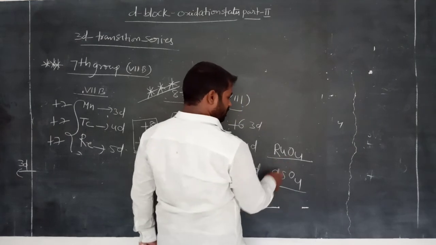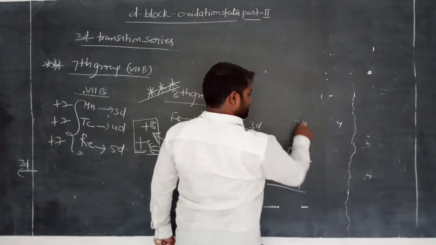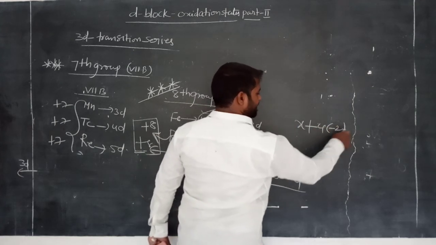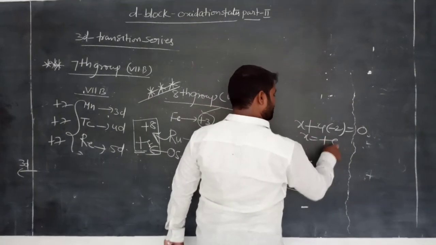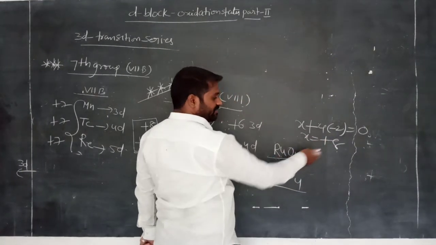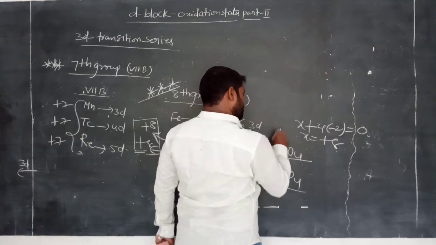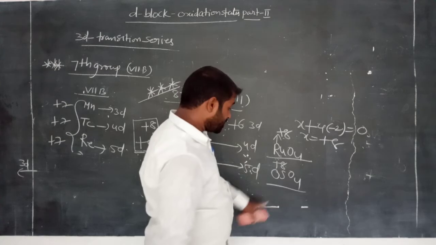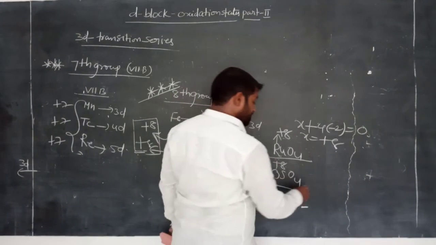In this compound, suppose I have to calculate the oxidation state of ruthenium. So ruthenium 1 is here, taken as X, and how many oxygens? 4. Each oxygen atom carries -2, equals 0. Then what is the value of X? Equals +8. So the oxidation state of ruthenium is +8. Same for osmium, also +8. Ruthenium exhibits +8 in this compound. Osmium also, but osmium tetraoxide, which shows +8, is more stable.